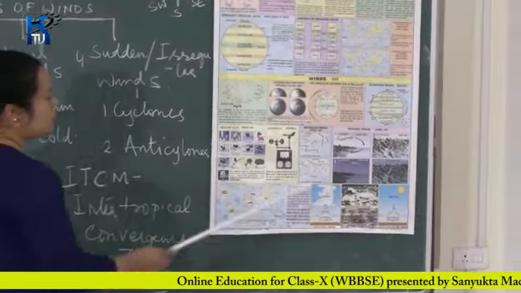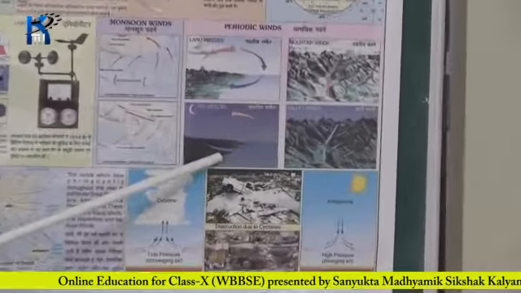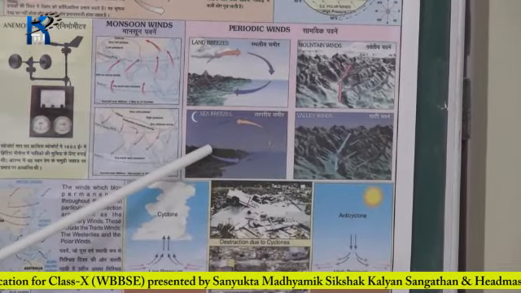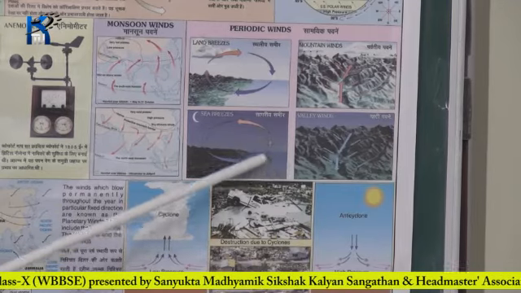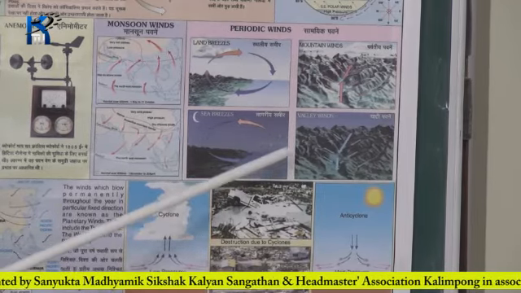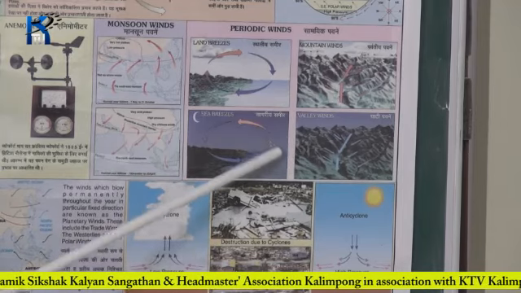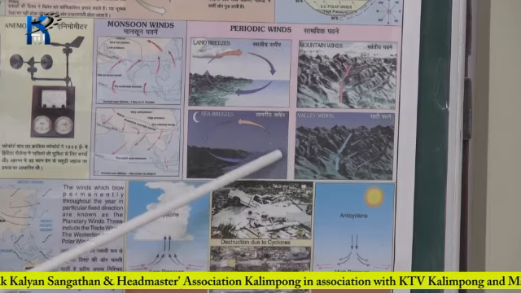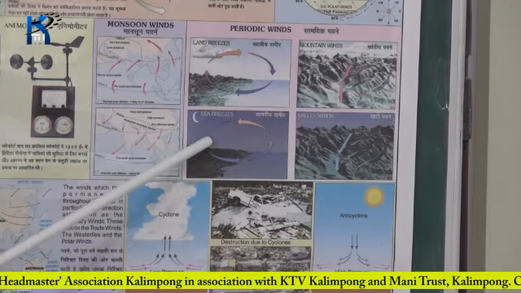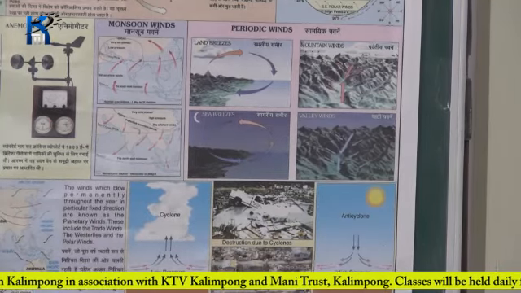Next is land breeze. At night the land cools fast, so here high pressure centers are created, and because of the warmth of the ocean water, which is comparatively warmer than the land, low pressure centers are created in the ocean. So the wind moves from high pressure to low pressure, or from land to sea, so they are known as land breeze.